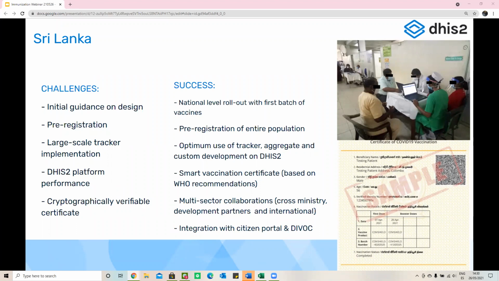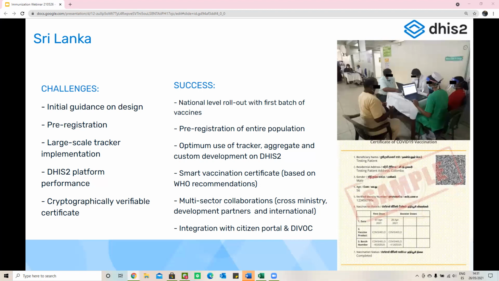So similarly, even for the COVID vaccination, we got our tracker, aggregate, and in addition, whenever something is not possible, we went for custom solutions on DHIS2. And of course, we had the smart vaccination certificate, which was done based on WHO recommendations. And for this one, we again used a few other open source solutions that were there to produce this vaccination certificate. So we made use of available resources rather than trying to reinvent the wheel. And we did an integration so that we just push the relevant information and get this certificate generated.